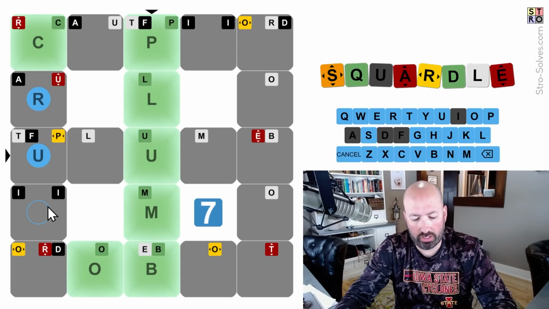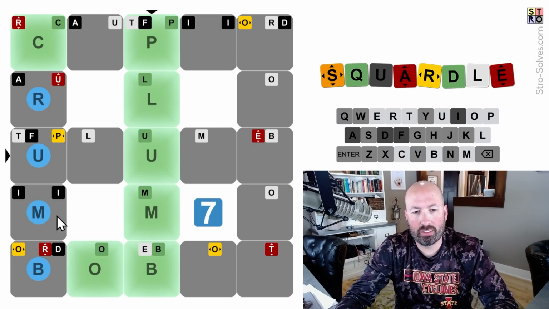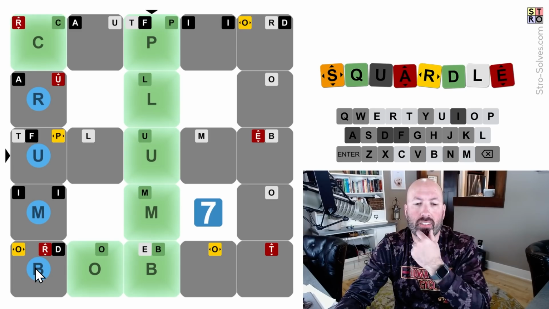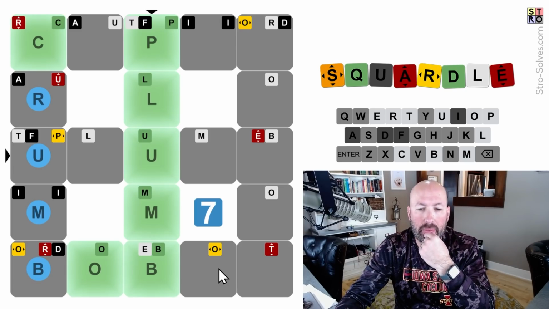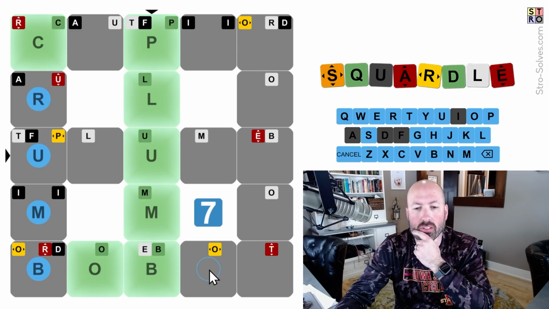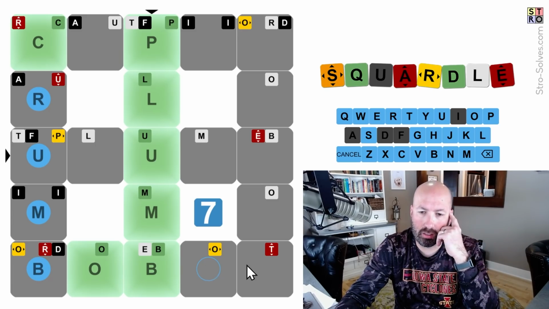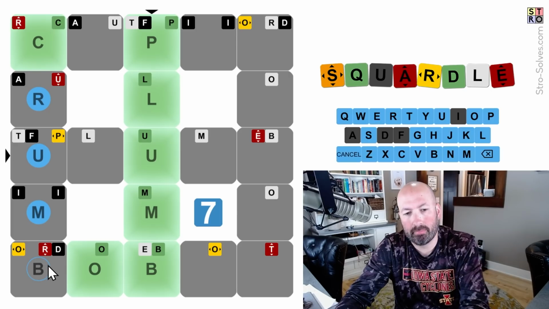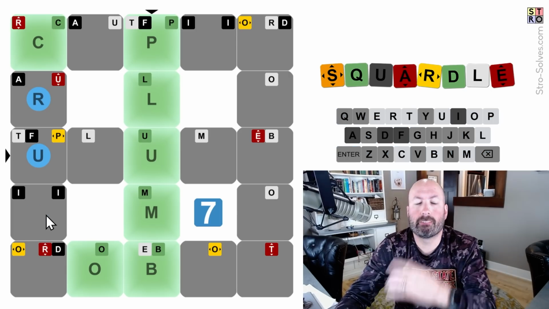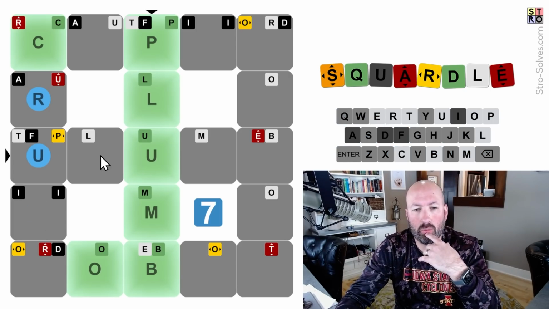Crumb would be interesting because we'd have M's and B's. Is that possible? Bobby? I wonder if Bobby is a... I mean, it's a name, but it could be a word as well. Bobby would be good here. Crumb. That'd be pretty tricky. It's possible, but then I still don't know what we're gonna put here.